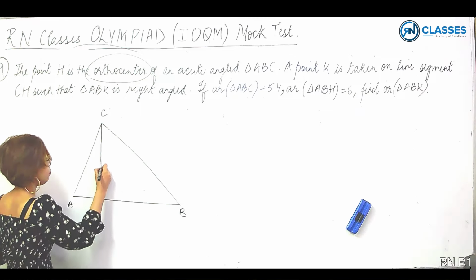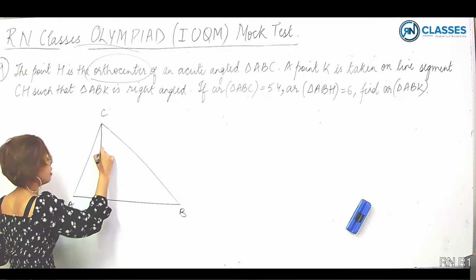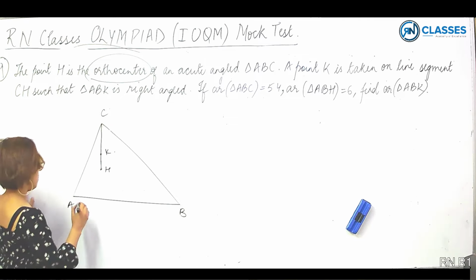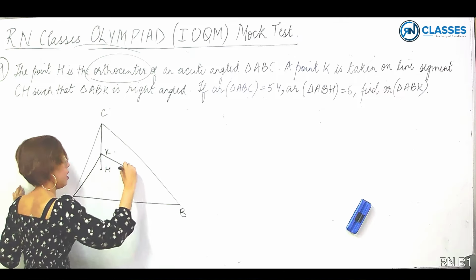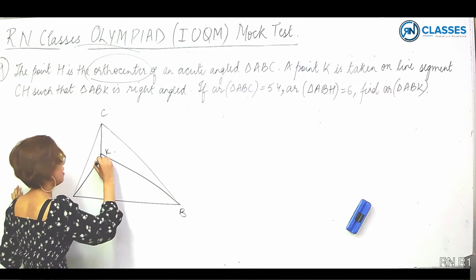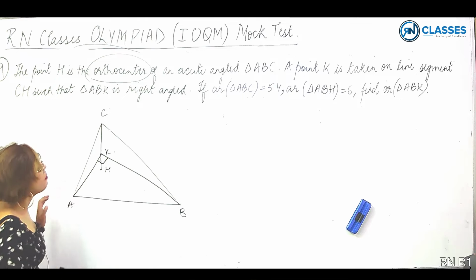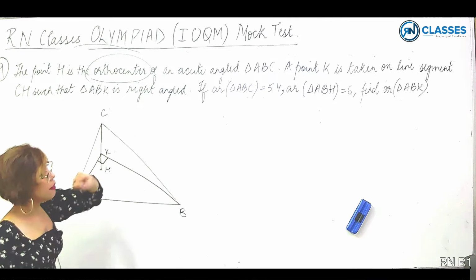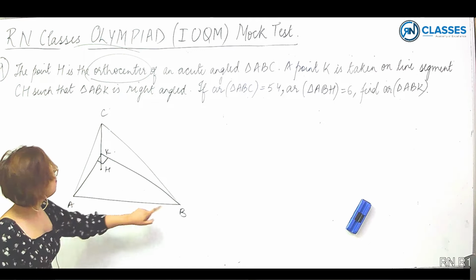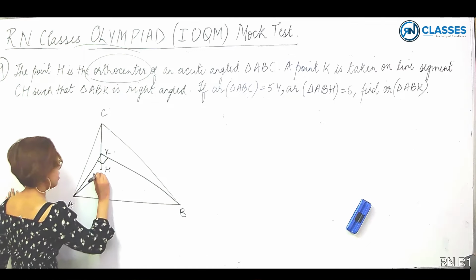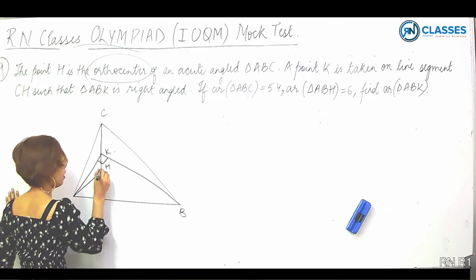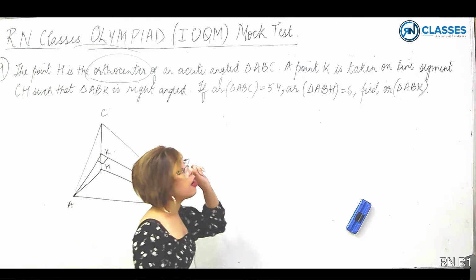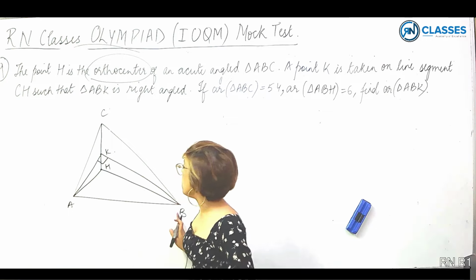Right? Now, K is the point taken on this one. So, let us bring it down a bit. K is suppose here. Why? Because triangle ABK is right angle. So, this triangle is right angle. That means this angle is 90 degrees. Okay. Now, he says if area of triangle ABC is 54, area of triangle ABH is 6. Find the area of triangle ABK.